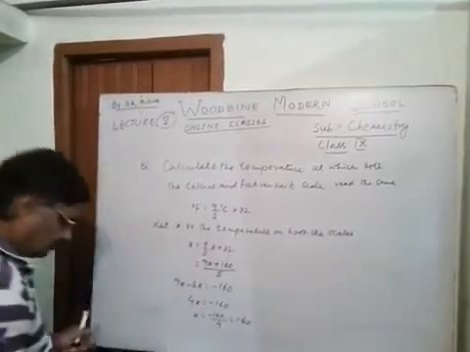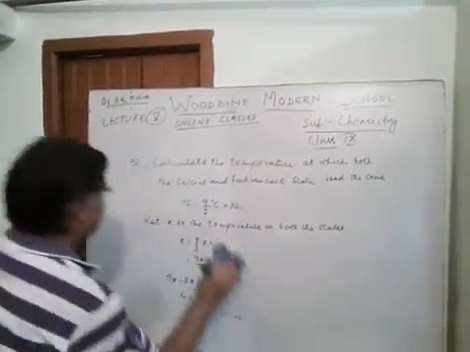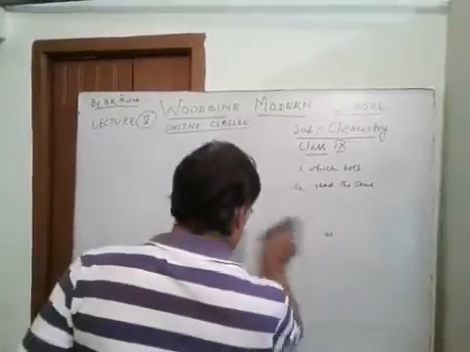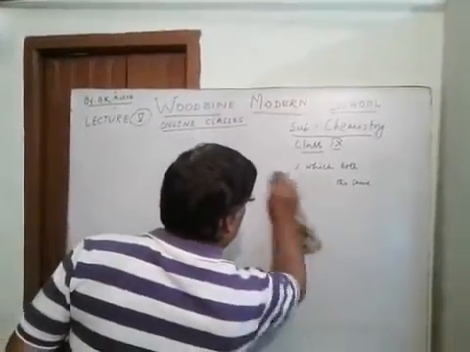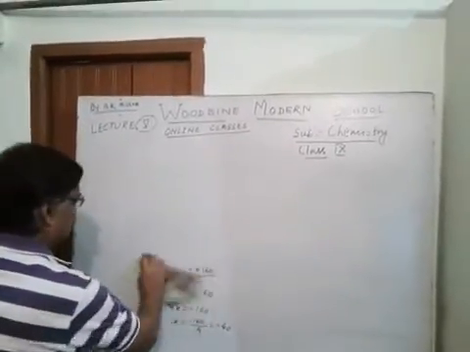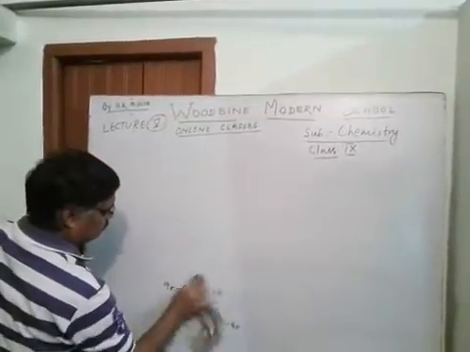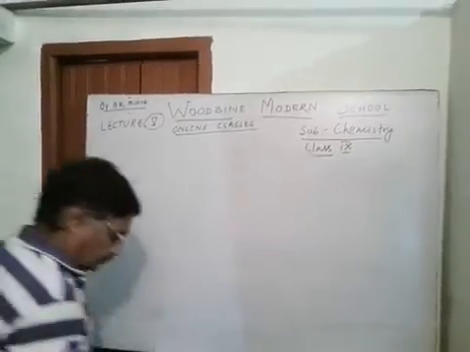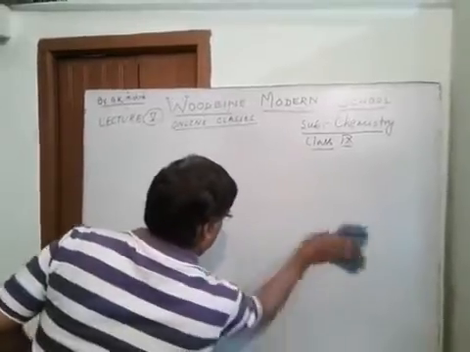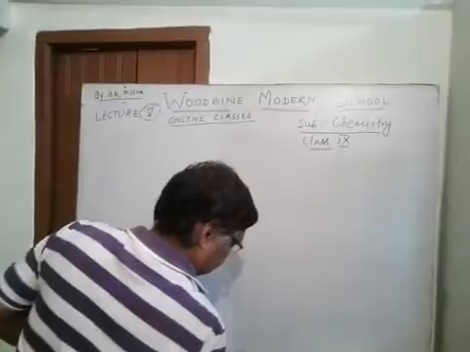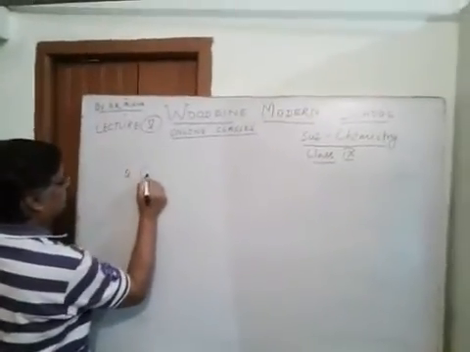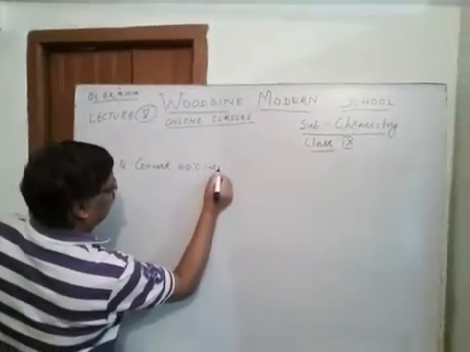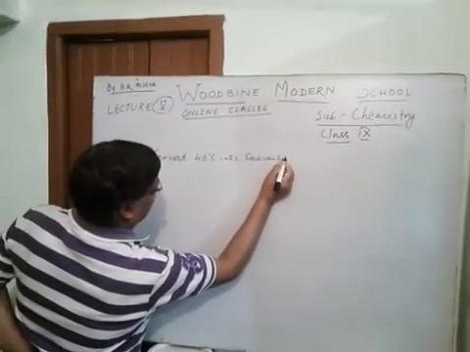Now coming on to our last numerical, that is, convert 40 degrees Celsius into Fahrenheit scale.